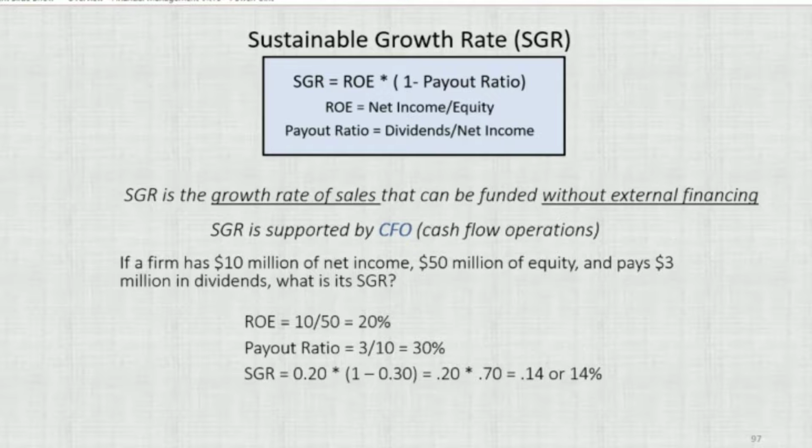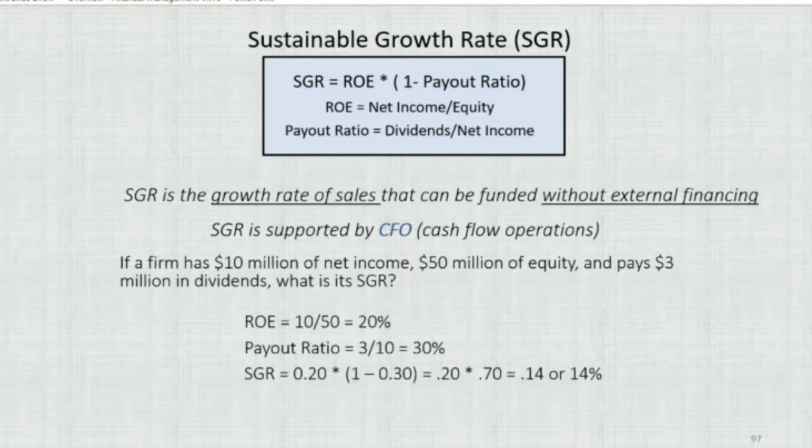The formula in the sidebar is SGR is equal to ROE, that is return on equity, multiplied by 1 minus payout ratio. Also on the sidebar are the formulas for ROE and payout. ROE is the ratio of net income to equity, and payout ratio is equal to dividends divided by net income. So let's look at a typical problem. If a firm has $10 million in net income, $50 million of equity, and pays $3 million in dividends, what is its SGR?